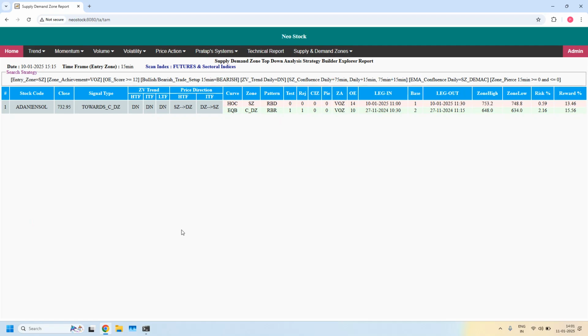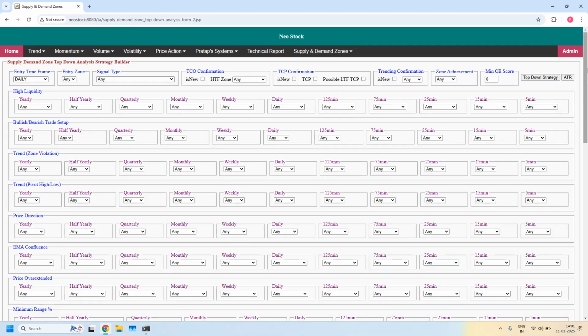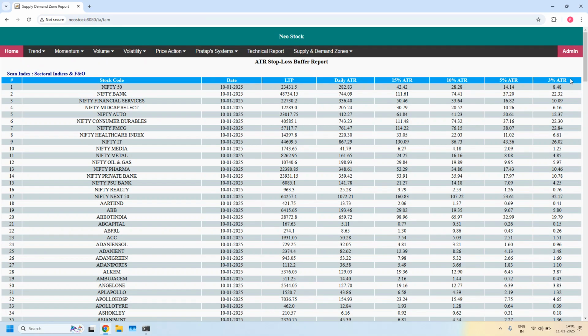So this is a bearish trade setup for daily income trade. And in the final report, let us generate stop buffers based on daily ATR. So first 17 in this list are indices, remaining all are equity stocks. So I keep on scrolling the list down. Whichever stock you want to refer to, there you pause the video. After that you can proceed. Okay, I am scrolling the list down.